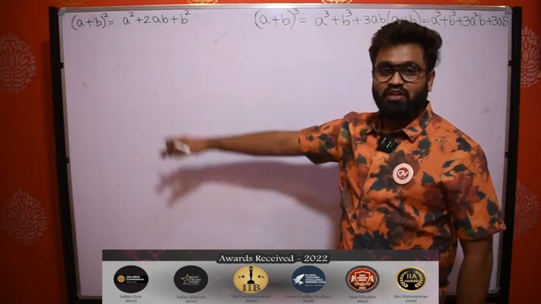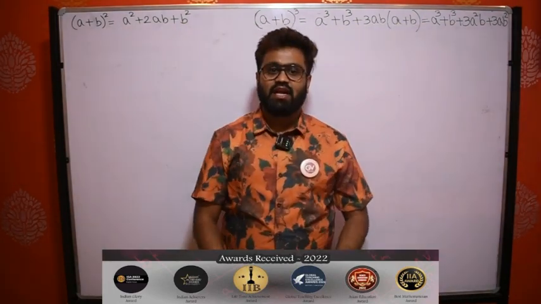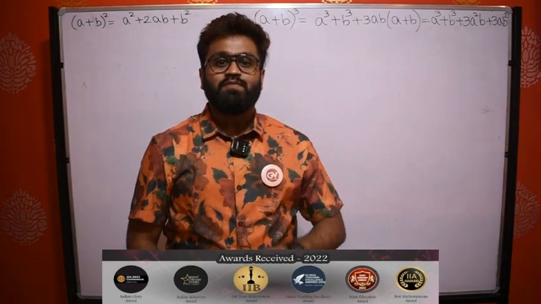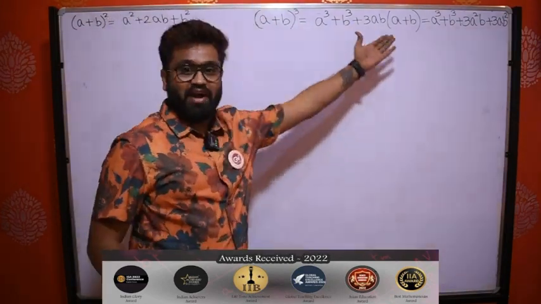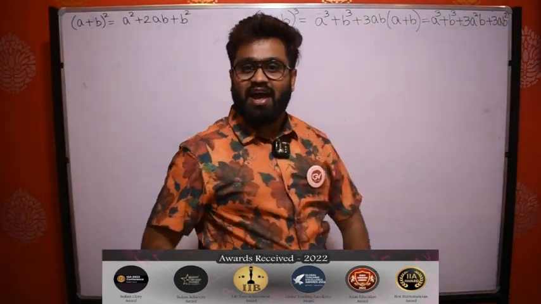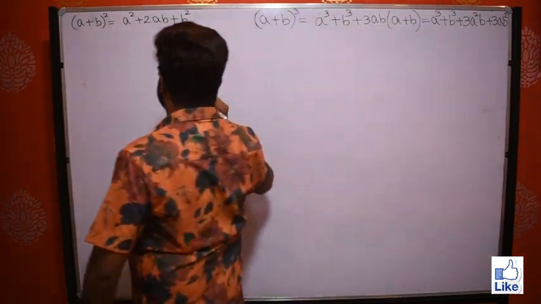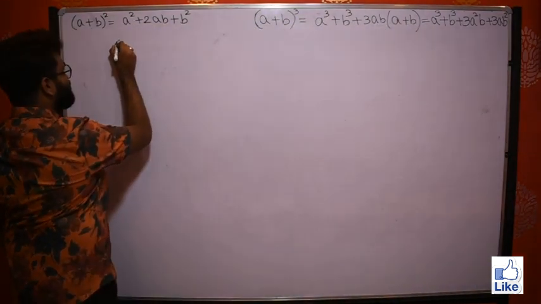No need to mug up this formula, just understand how this formula is derived. Once you understand, it will be very easy to keep it in your mind. So today we will be solving (a+b) whole square and (a+b) whole cube. Coming to the point, that is (a+b) whole square.